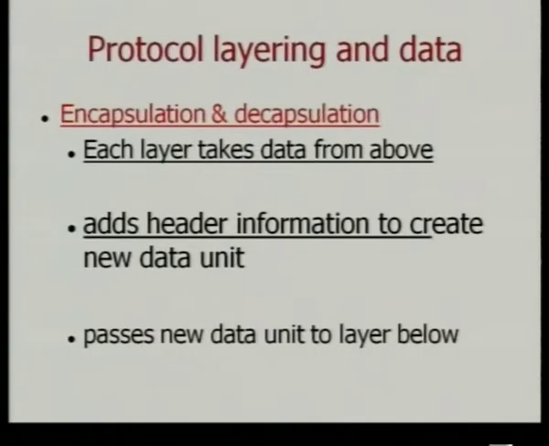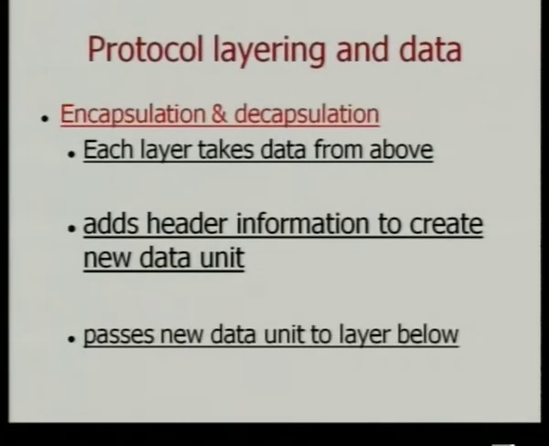That is, it has some data that it has to deal with. So it has to encapsulate it. It has to put it in a capsule, or form a packet out of it. So it just takes the data from above, adds header information to create the new data unit. This process is referred to as encapsulation, and then it passes this new data unit to the layer below.